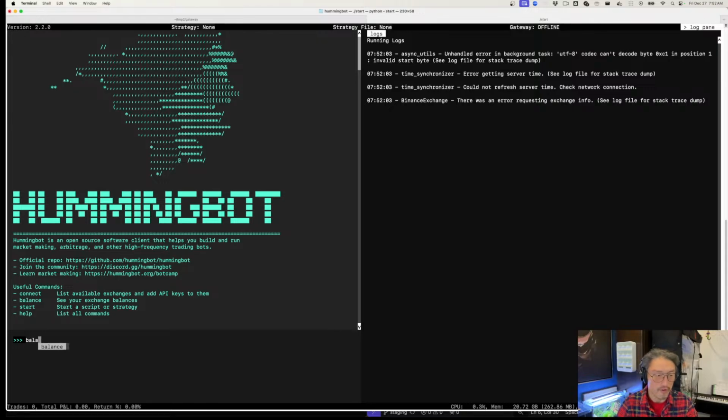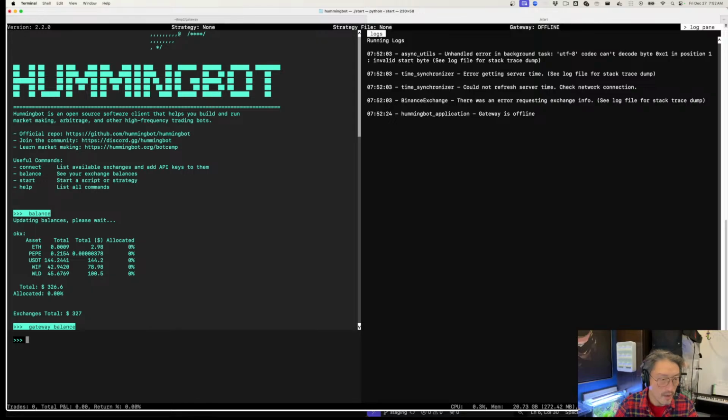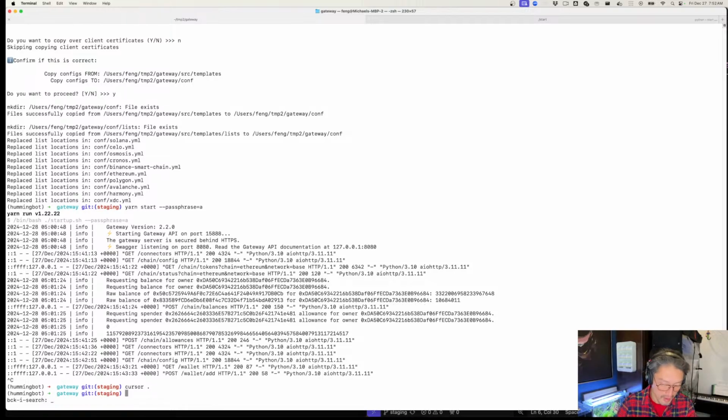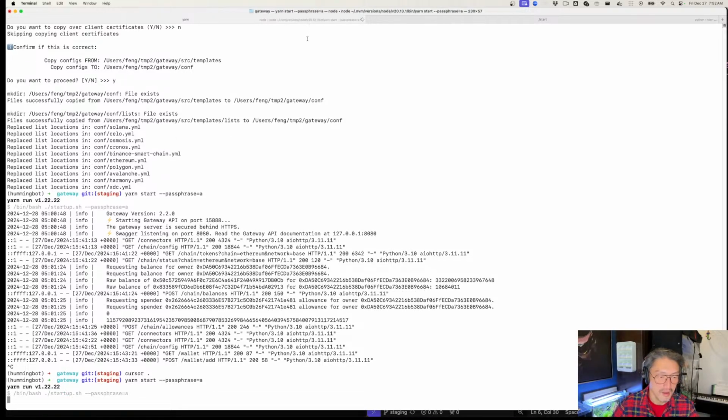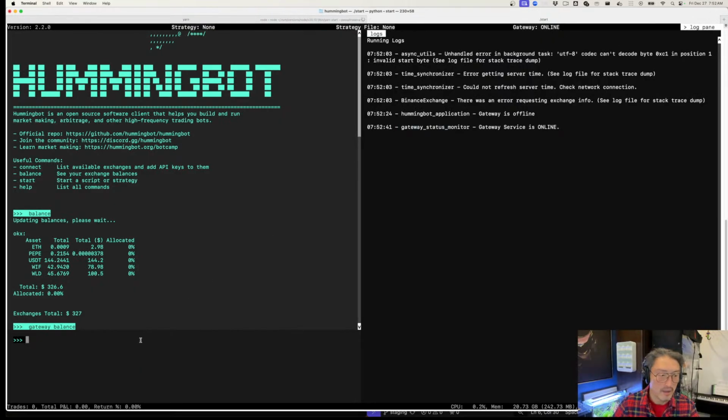Okay, and before we start the bot, let's confirm the balances. In OKX, we have about 144 USDT, and we have 42 WIF, which is about $78. Gateway, let's see. Oh, sorry, Gateway's offline. Forget that. We need to start Gateway. Okay, now Gateway's online, and let's do that again.